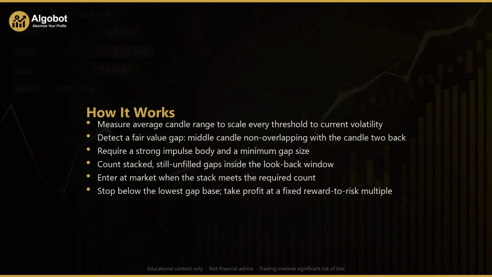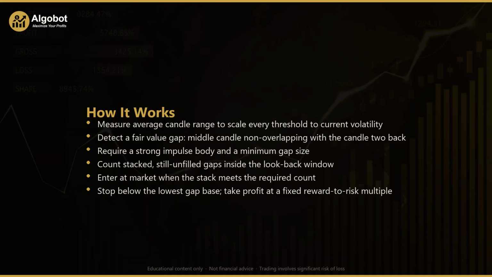If that trigger gap exists, the strategy scans backward across the stack window, by default 6 bars, counting every bullish gap that is both valid and still intact. A gap is intact only if no candle has since closed back below its base, meaning the imbalance has not been filled. It also tracks the lowest base of all those gaps.